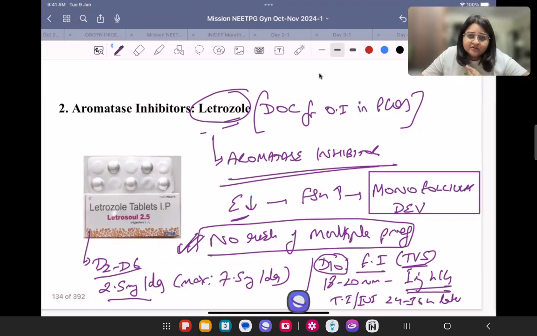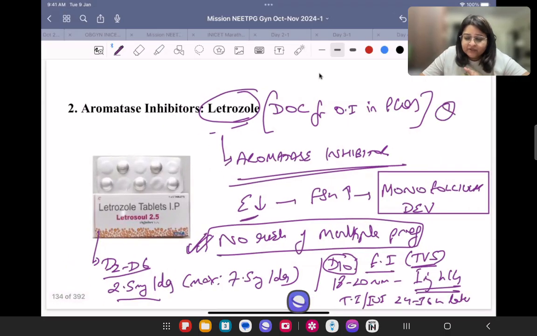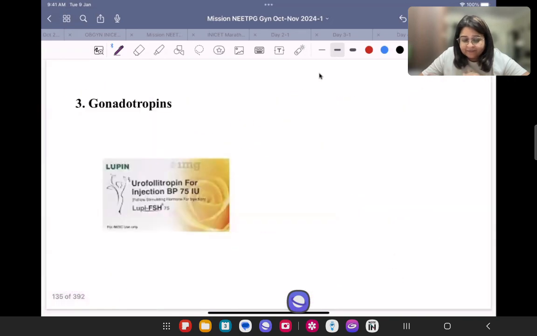So letrozole is the drug of choice. This has come as a question multiple times: drug of choice for ovulation induction in PCOS. Now, what are the other drugs we can give? We can also give gonadotropins. Directly, we can give FSH.